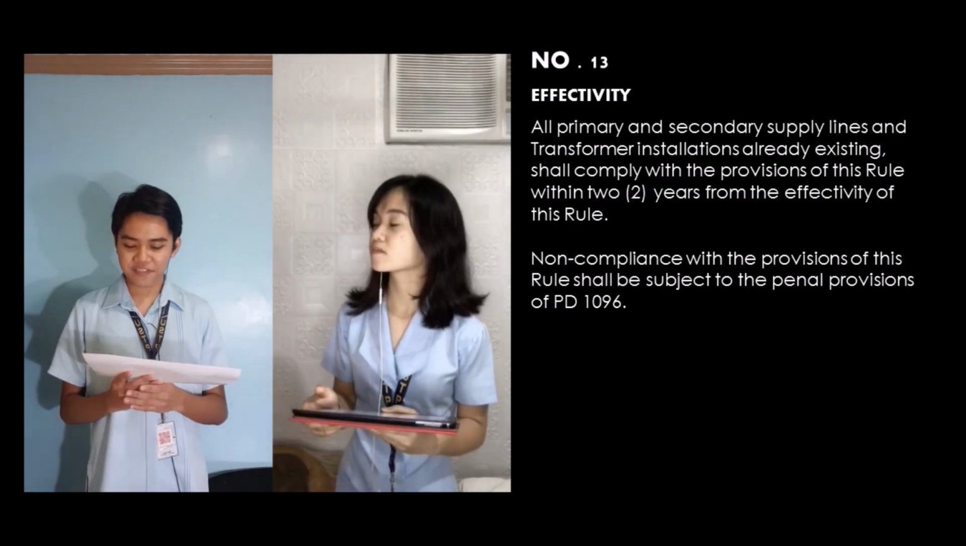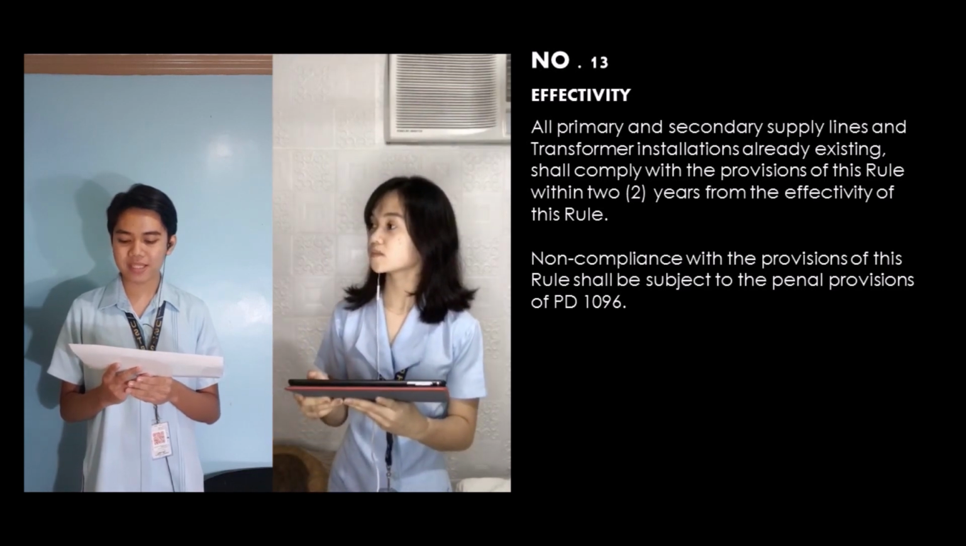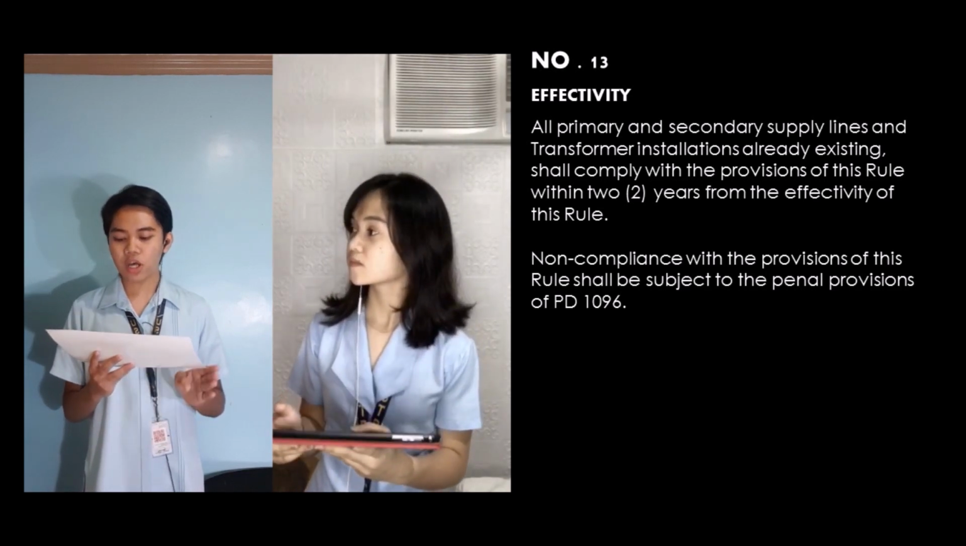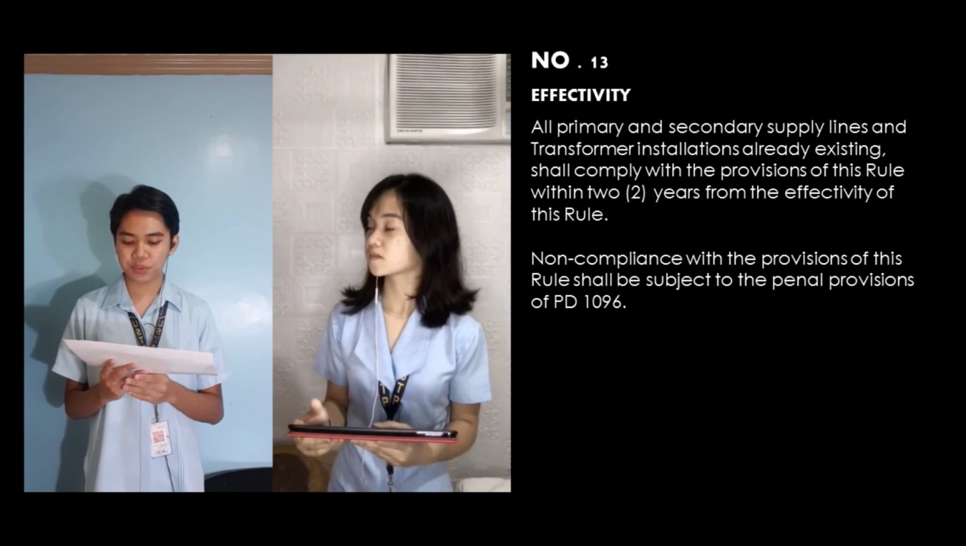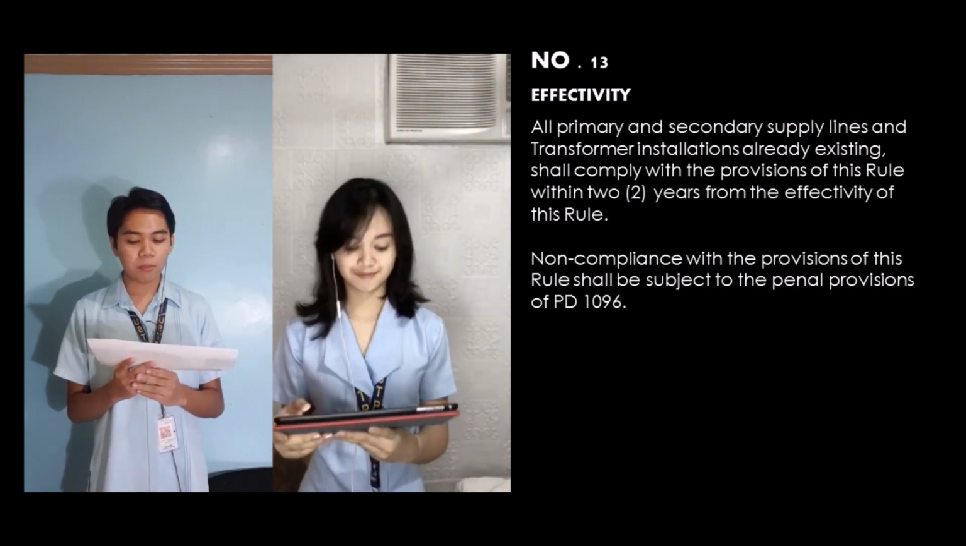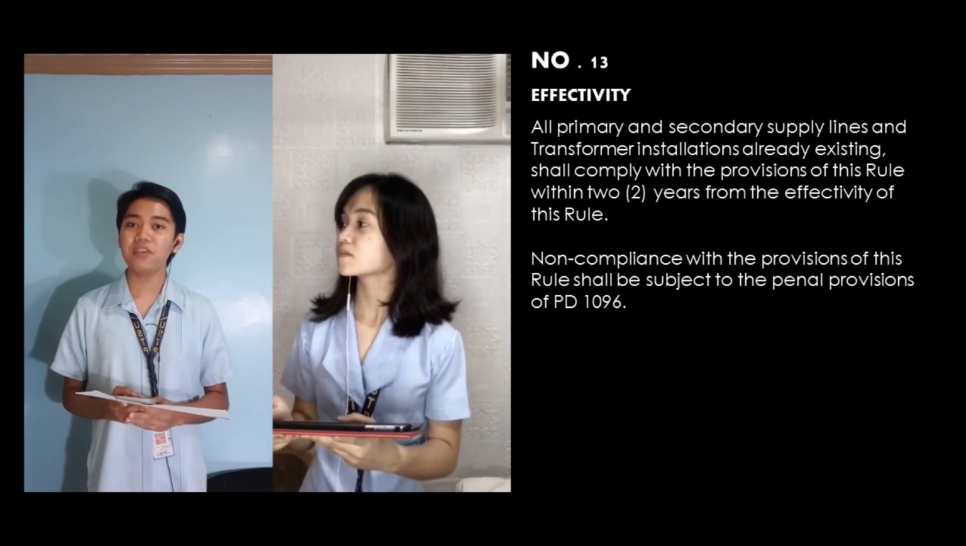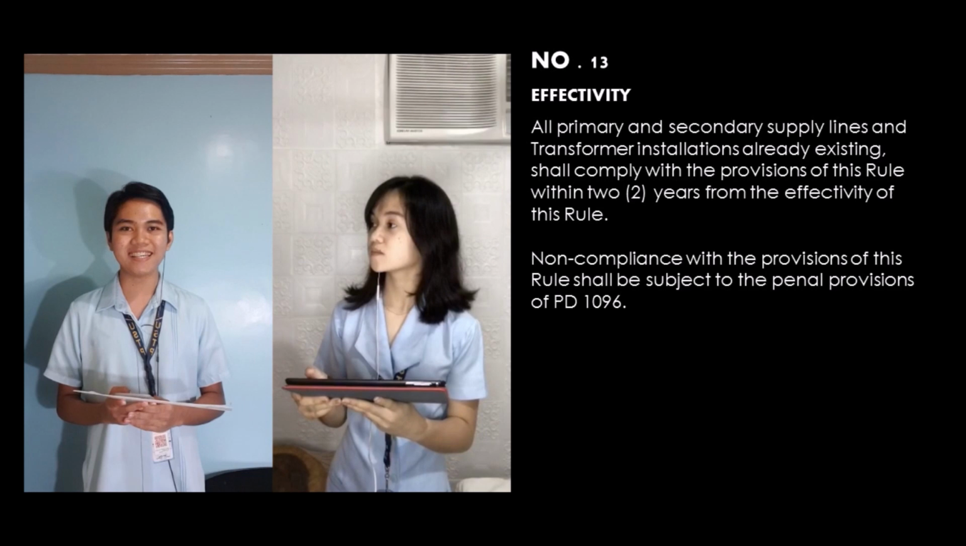So for the effectivity, all primary and secondary supply lines and transformer installations already existing shall comply with the provisions of this rule within 2 years from the effectivity of this rule. Non-compliance with the provisions of this rule shall be subject to the penal provisions of PD 1096.